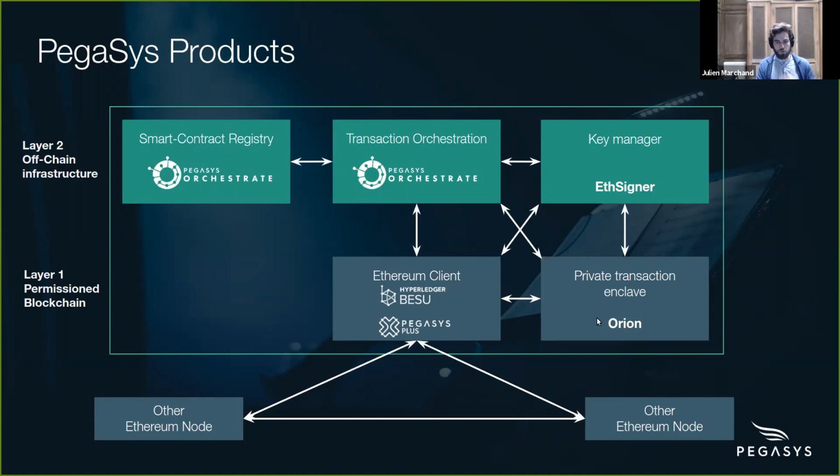Orion is a private transaction enclave that is developed by PegaSys. And eSigner is a key manager that is used by PegaSys Orchestrate, and that stores the key in HashiCorp Vault or Azure Key Vault. And so PegaSys Orchestrate is really transaction orchestration and the smart contract registry that is needed to perform many operations.